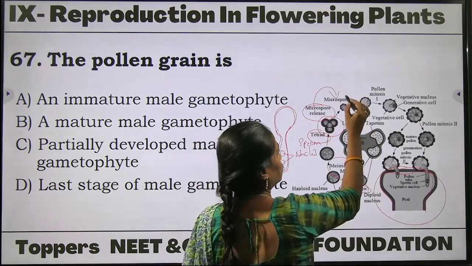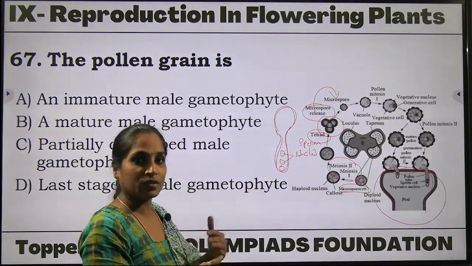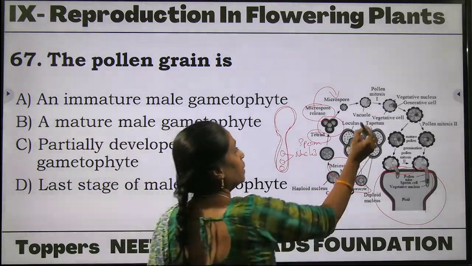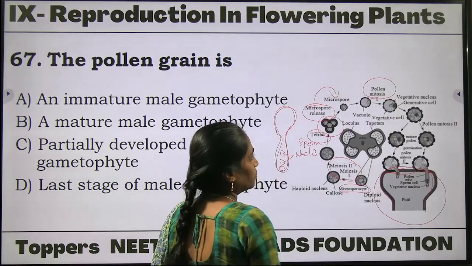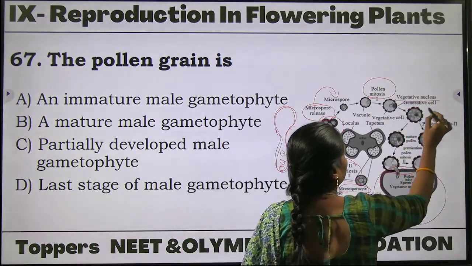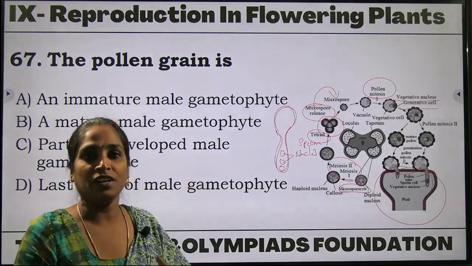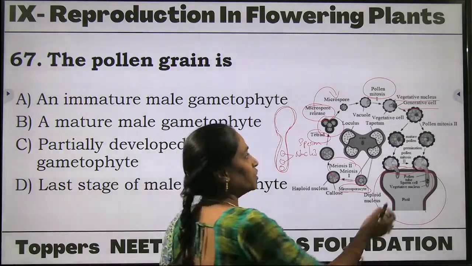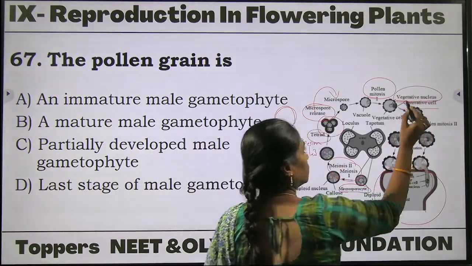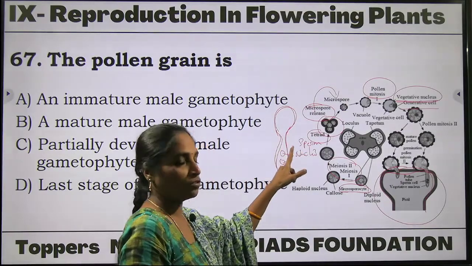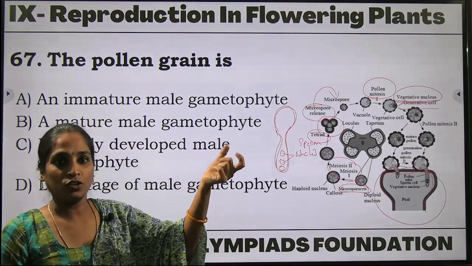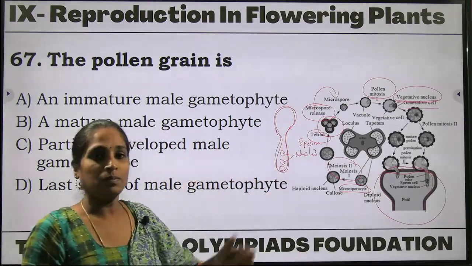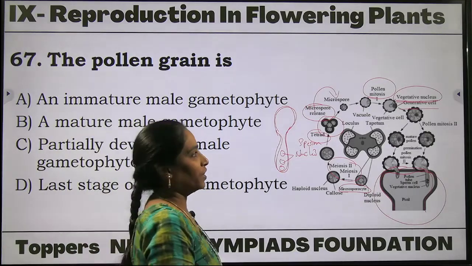After finishing the microspore formation, we can observe the division. Previously it was meiotic cell division and now it is mitotic cell division. We can observe here the vegetative nucleus and the generative nucleus. The generative nucleus divides mitotically and forms two sperm cells, and the vegetative nucleus is responsible for the formation of the pollen tube, which grows towards the pistil region in the female organ.